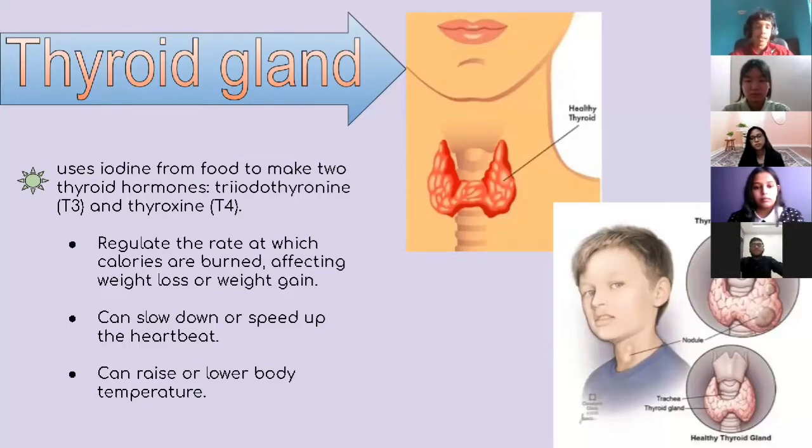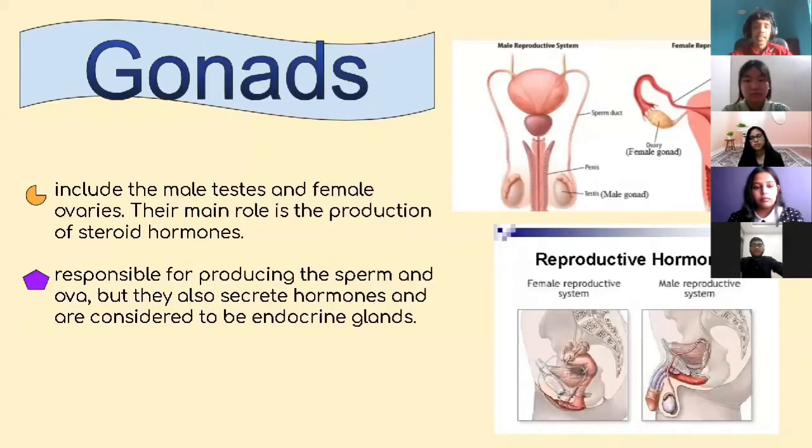Next we have the gonads. The gonads are additional types of endocrine glands. They are the hormone-secreting organs which include the male testes and female ovaries. Their main role is the production of steroid hormones. These organs are responsible for producing sperm and ova, but they also secrete hormones, and that's why they are considered to be endocrine glands.